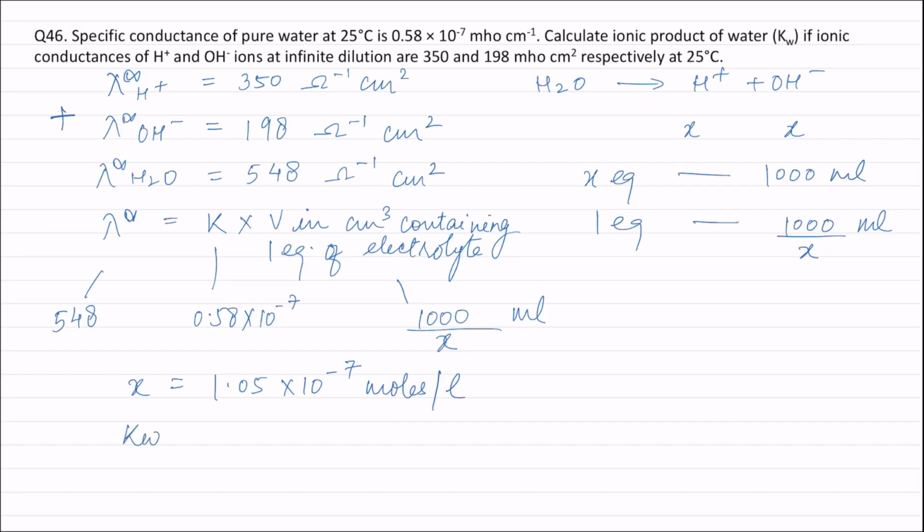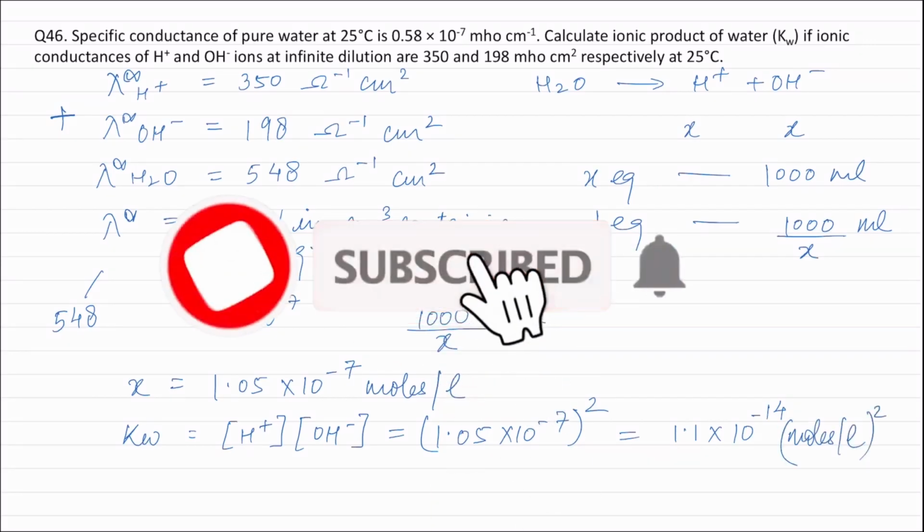Therefore, ionic product of water is equal to product of H plus and OH minus ions present in solution, which is equal to 1.05 into 10 to the power minus 7 whole square, because both H plus and OH minus ion concentration is equal to 1.05 into 10 to the power minus 7 moles per liter, and this is equal to 1.1 into 10 to the power minus 14 moles per liter square.